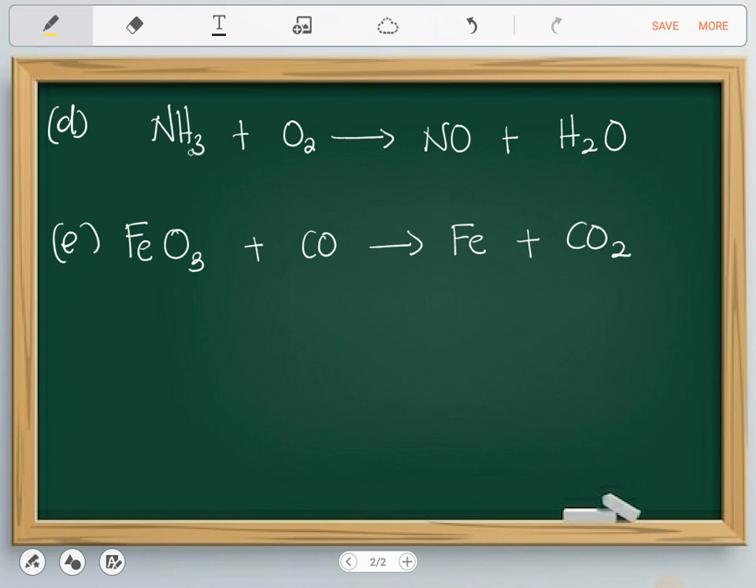How many hydrogens are here? 3. And how many are here? 2. So you know what the problem is? Here hydrogen is 2, and here is 3. How many is oxygen? Here oxygen is 2, and even here is 1 and 2, which is 2. So the only element which is not balanced here is hydrogen.